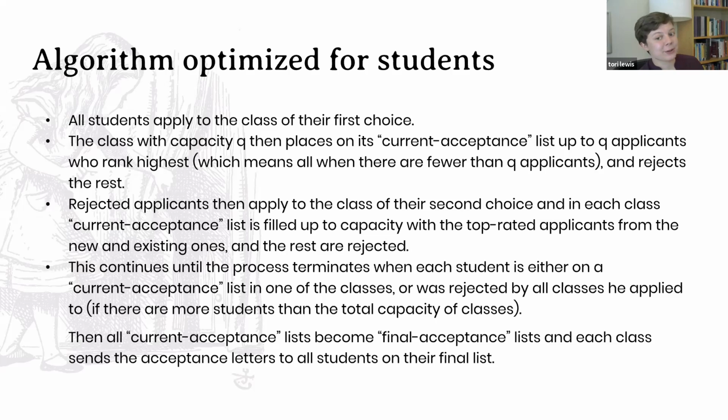This continues until the process terminates, when each student is either on a current acceptance list in one of the classes or was rejected by all the classes he applied to, if there are more students than the total capacity of classes. Then all current acceptance lists become final acceptance lists, and each class sends the acceptance letters to all students on their final list.